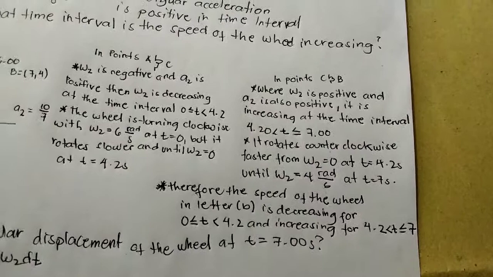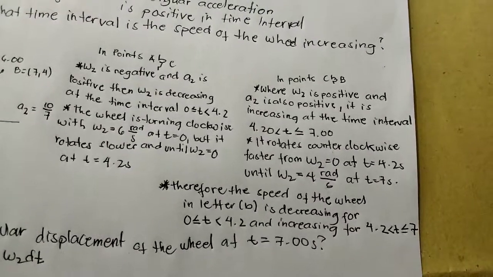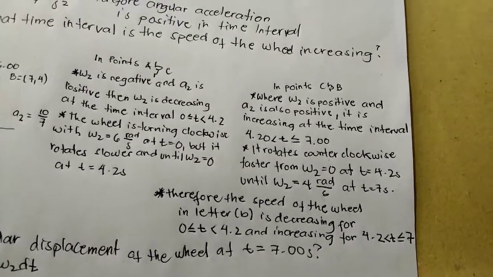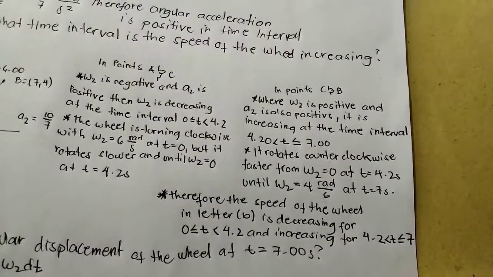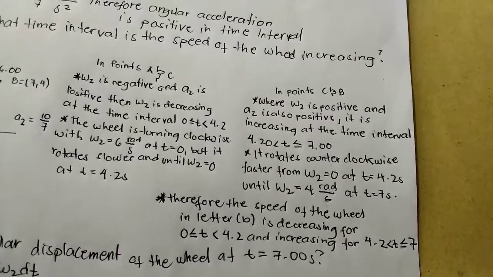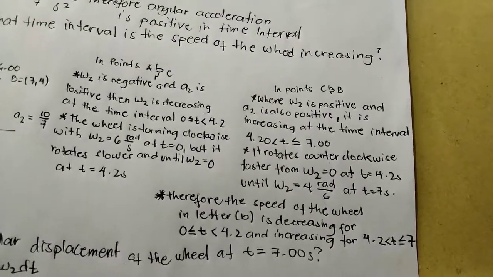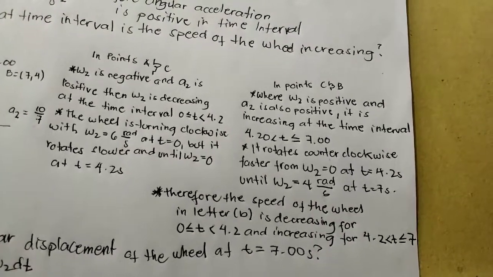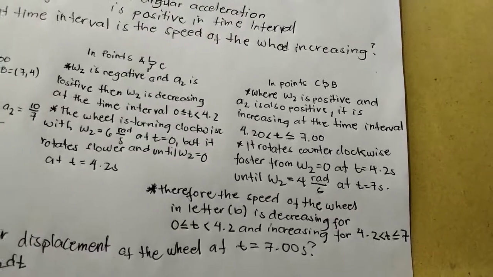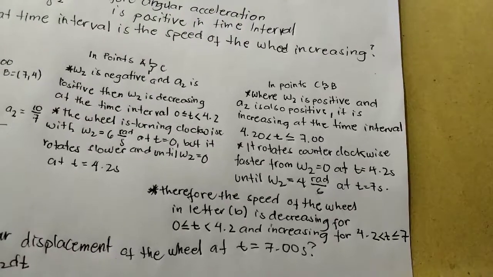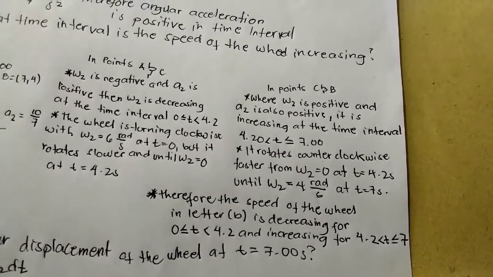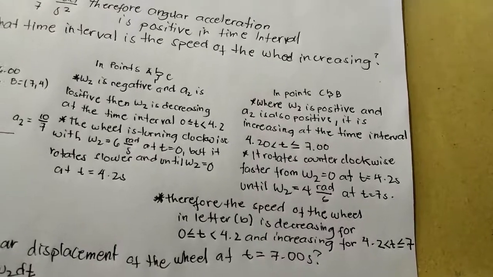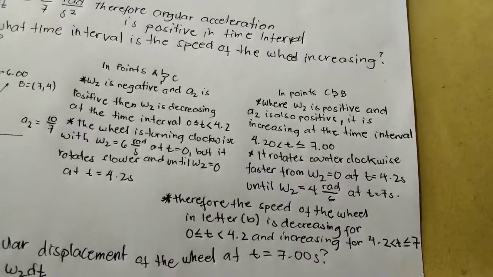from angular velocity equal to 0 at time equal to 4.2 seconds until angular velocity is equal to 4 radians per second at time equal to 7 seconds. So therefore the speed of the wheel in letter B is decreasing for 0 less than or equal to time less than 4.2 and increasing for 4.2 less than time less than or equal to 7.